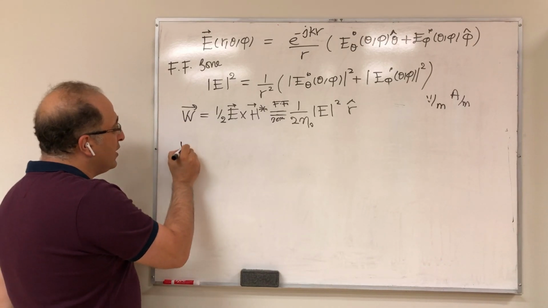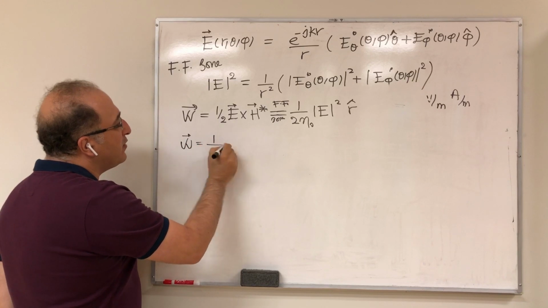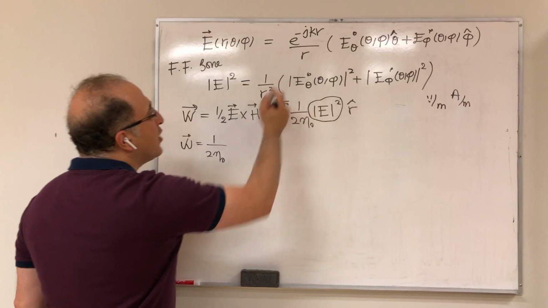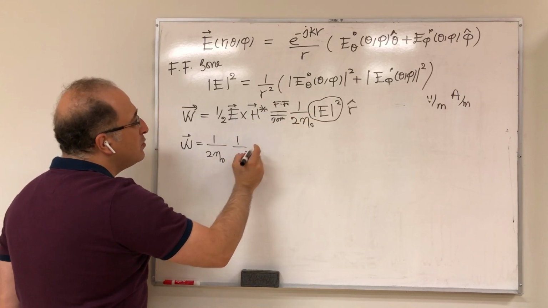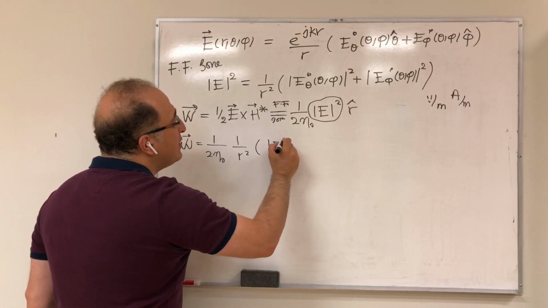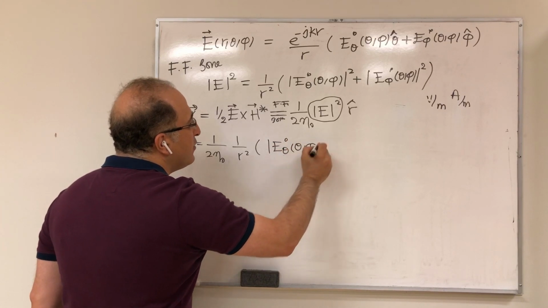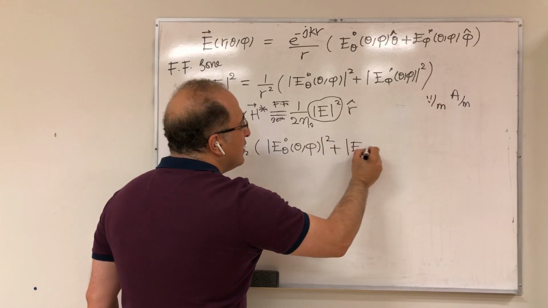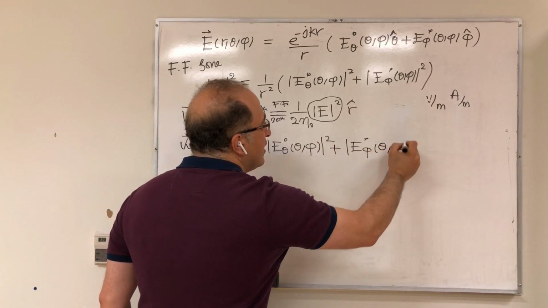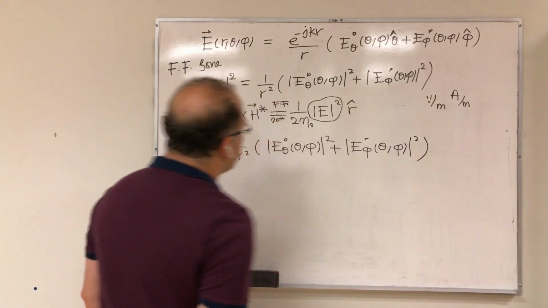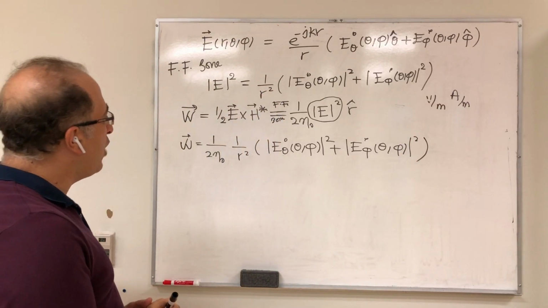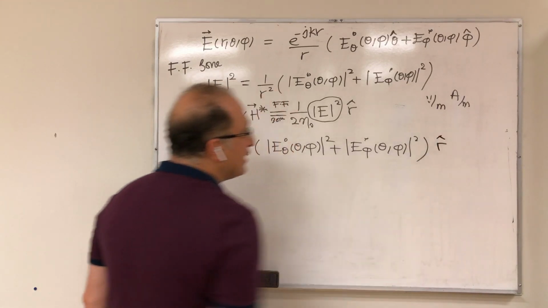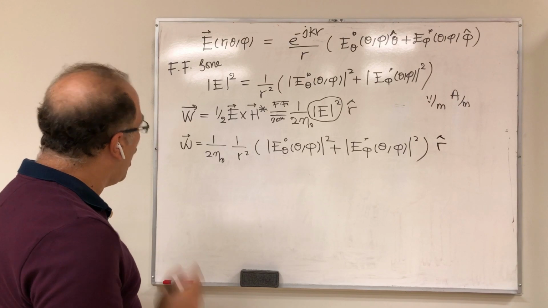So if I have that, remember I already had magnitude of E squared, so essentially I have my power density. So W becomes 1 divided by 2 eta naught, and now I'm substituting for this from here, which would be 1 over R squared, times E theta naught of theta, phi squared plus E phi naught of theta, phi squared. So this would be my power density. And I shouldn't forget the direction, because power density has a direction, and that's my R hat.